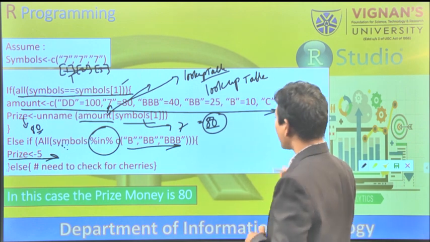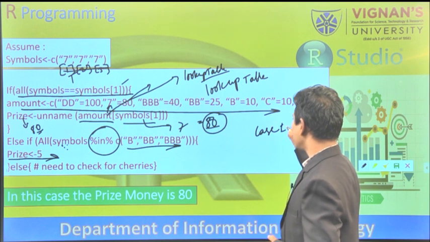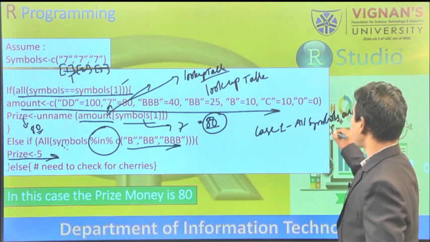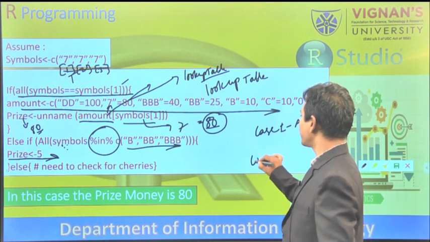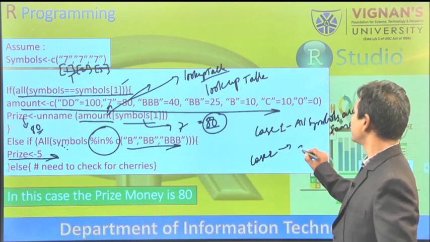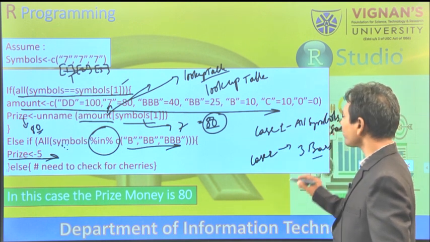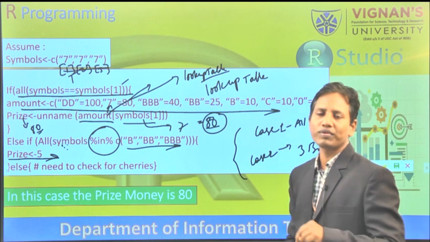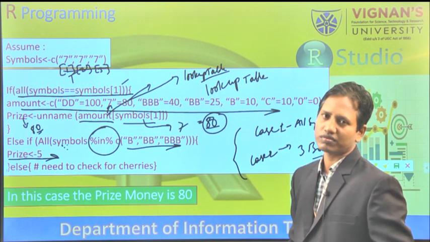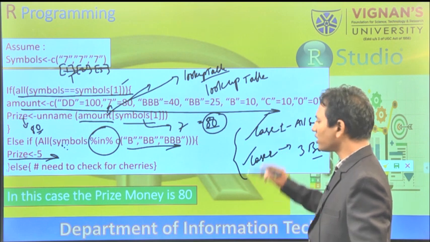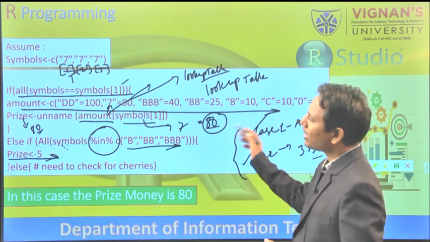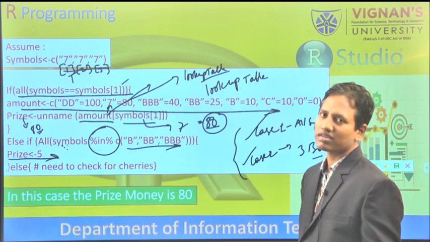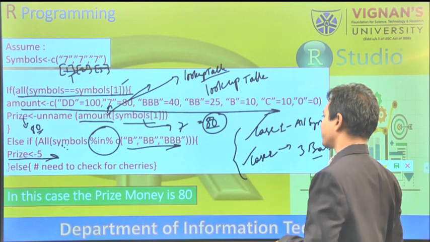So up to here we have solved case 1, that is all symbols are same, and case 2, 3 bars. These two are parallel ones, because either one condition is going to be possible, two conditions are not possible. So either this can be or this can be possible. Okay. So that we have checked with if, else if. If both are not true, then we will go for the third case, that is checking for the cherries.